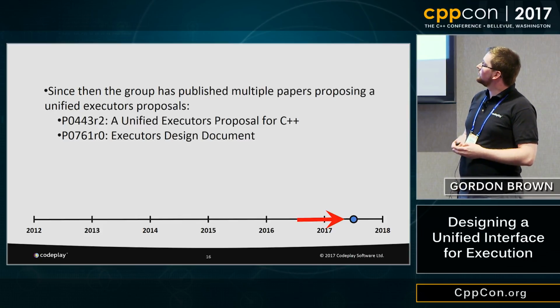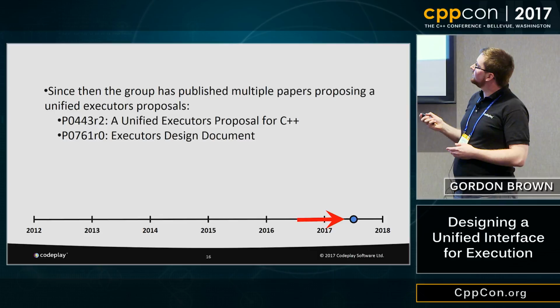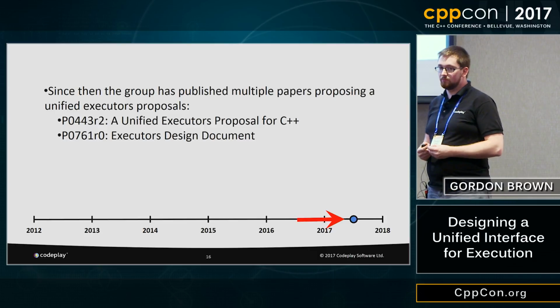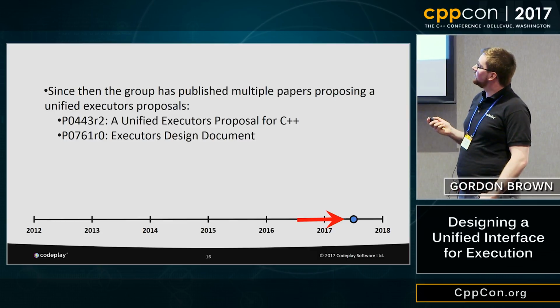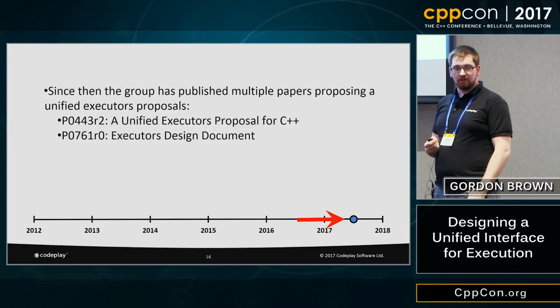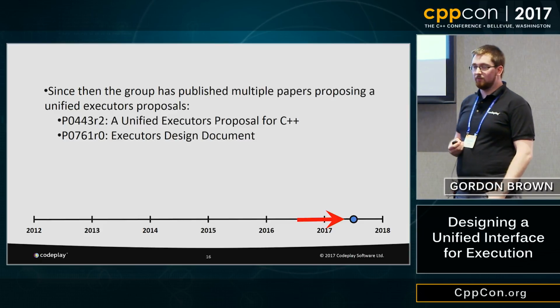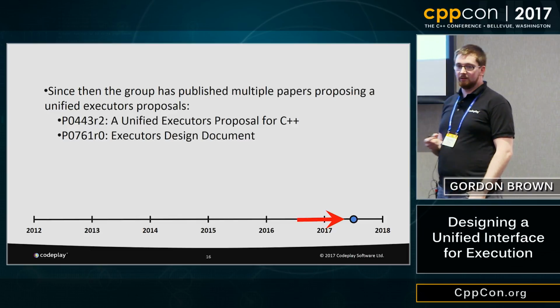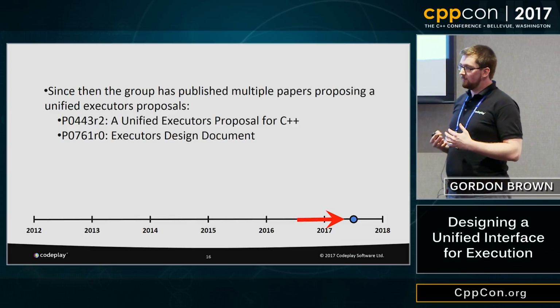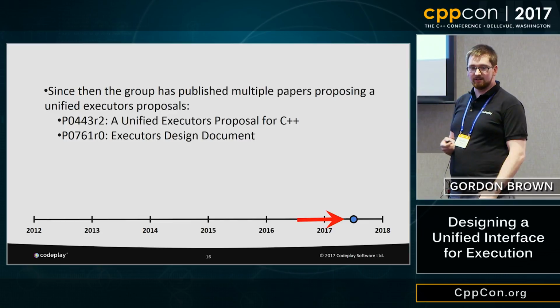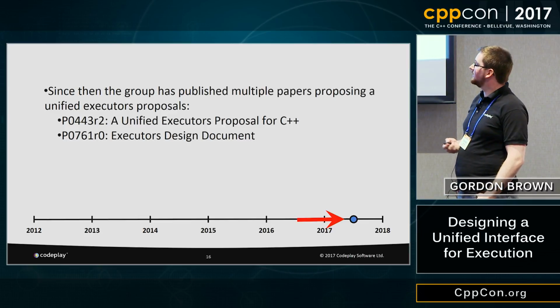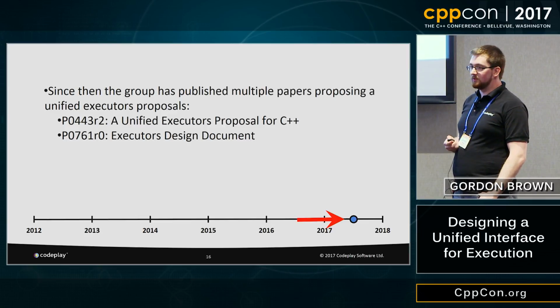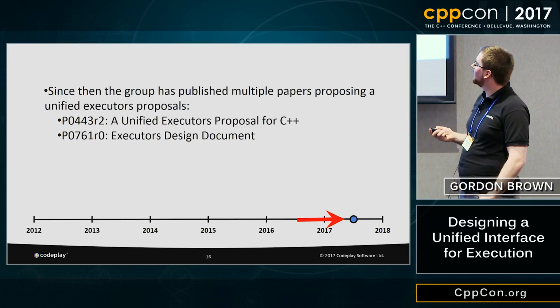The most recent papers are these two, the Unified Executors Proposal for C++. This is the technical document that describes the wording, the meat of the proposal. And then the design document is the explanation of how we came to the design decisions that we made, and some examples of how you could implement them, things like that.